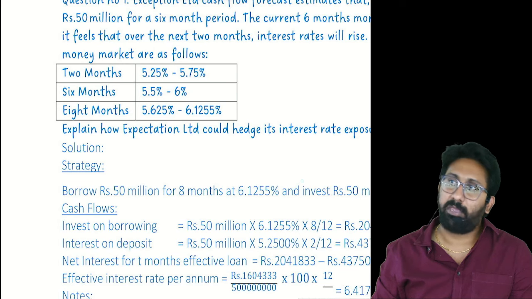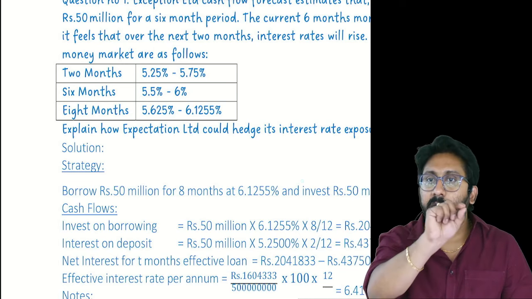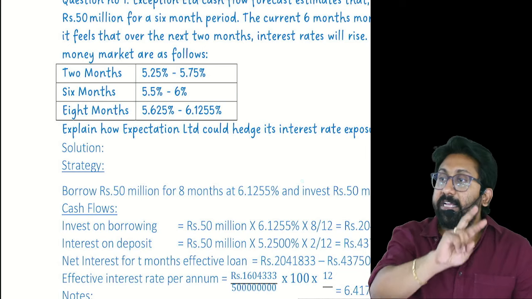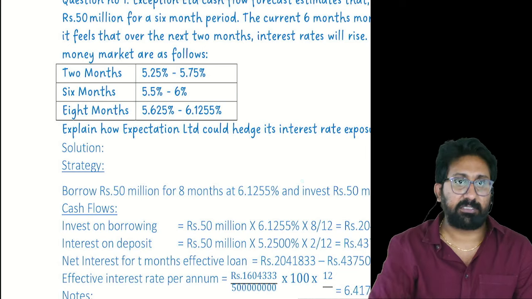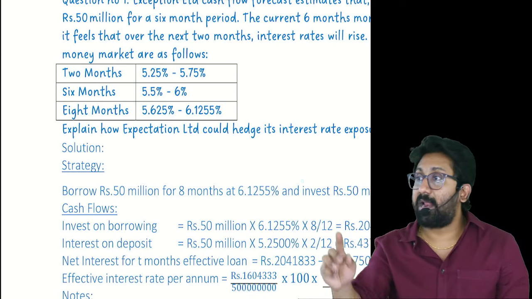This is the situation, I said. The banker said, okay, I will do one thing. He said, do two transactions. Listen, please. Please create two transactions. Transaction 1. Listen to my words. Transaction 1.